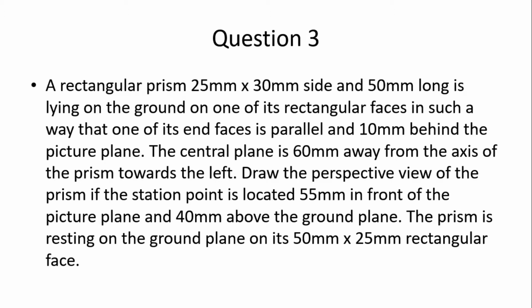Now the station point is 55 millimeter in front of the picture plane and 40 millimeter above the ground plane. The central plane is 60 millimeter away from the axis of the prism towards the left, and the object is placed in such a way that one of its end faces is parallel and 10 millimeter behind the picture plane. So these are the data that are given. Now let's see how this can be drawn.